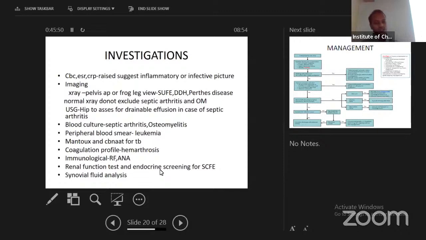Renal function test and endocrine screening should be done in case of rheumatoid factor positive polyarthritis. Take a look at the ANA positive now. Spinal fluid analysis is done in case. What you don't do in pediatric practice is the anti-CCP.